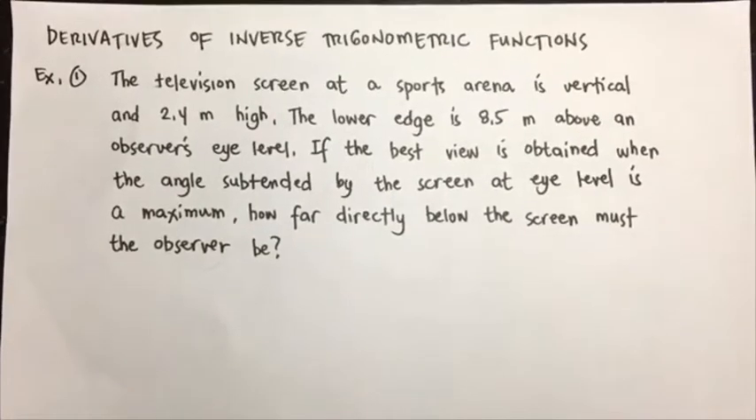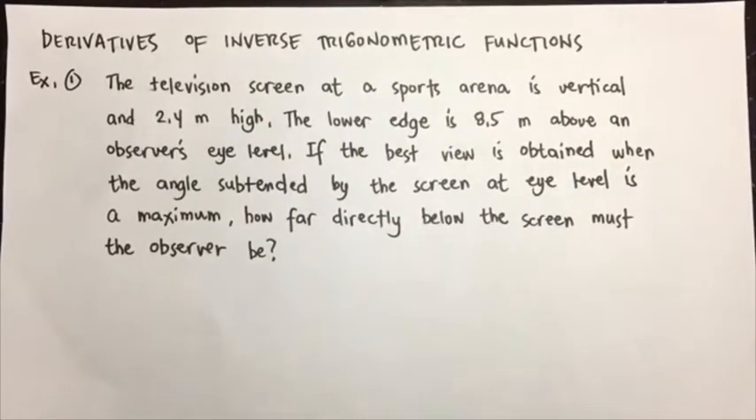So here we are asked to solve for the distance of an observer from a screen so that it can have the best view. Having the best view means that it will have the maximum subtended angle. For us to clearly visualize the problem, let us first draw an illustration of the problem.